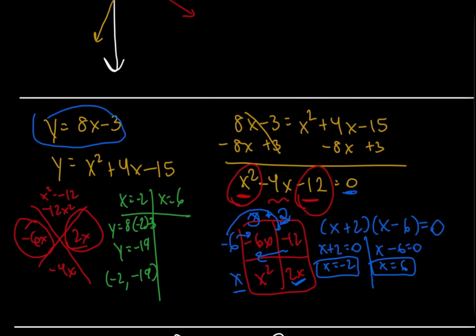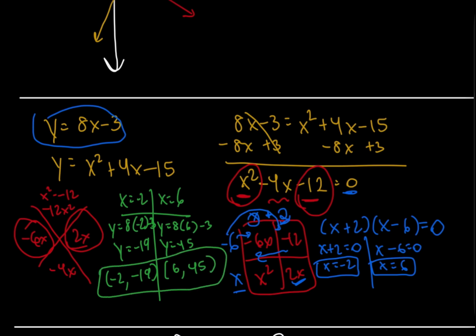But now if x equals 6, we're going to have y equals 8x, which is 6, minus 3. So 8 times 6, which is 48, minus 3 is going to give us 45. So y is going to equal 45 when x is 6. So our coordinate is going to be 6, 45. And these are our two solutions.